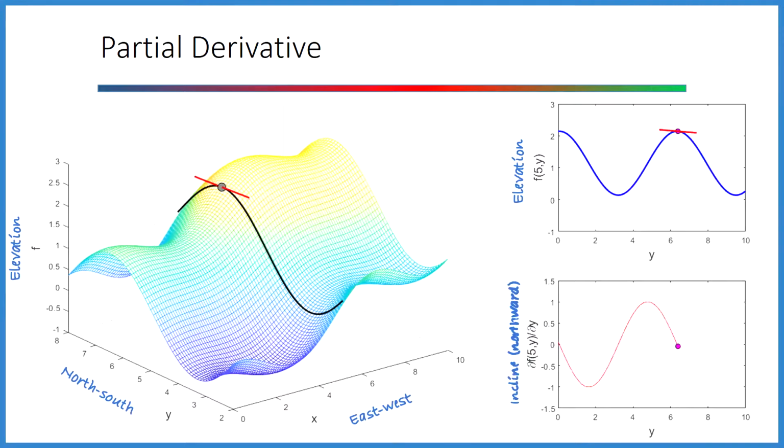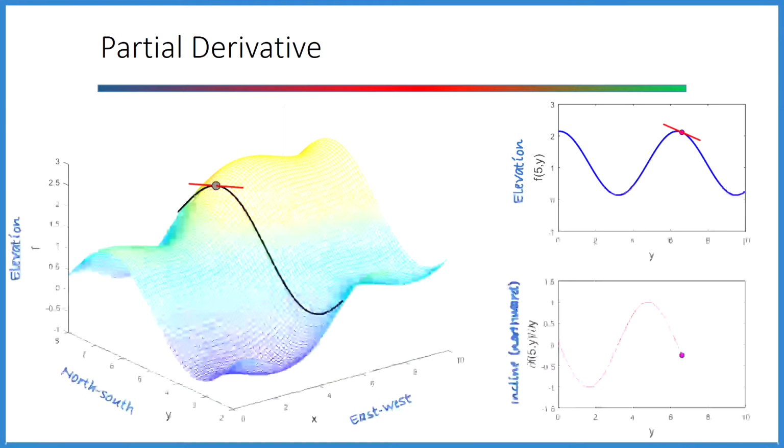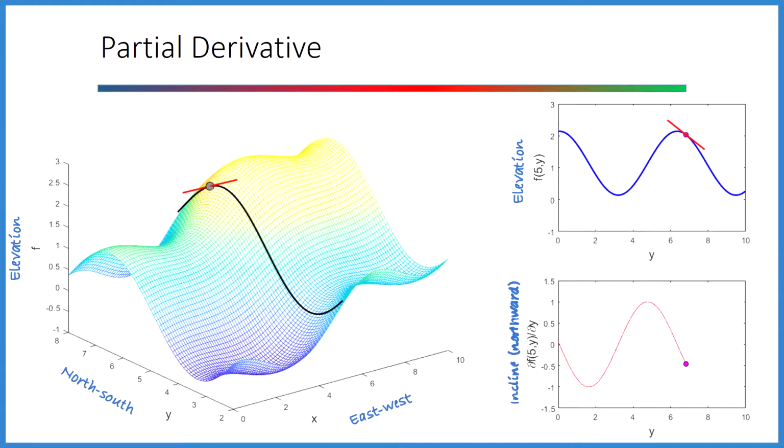So our partial derivative with respect to y, which is shown on the bottom right graph and is also equal to the incline in the northward direction, will be positive while we're going up the hill, and then become negative when we start going down the back side of the hill. This is just showing us how the partial derivative of f with respect to y varies as we change our y value, but keep x constant.